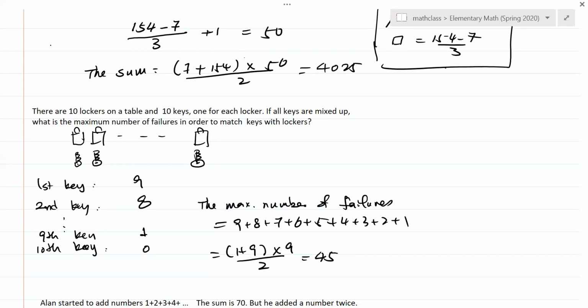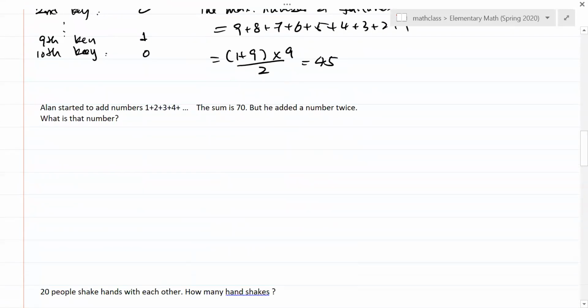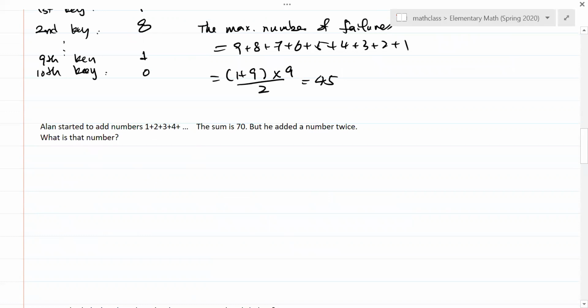All right, it's great. Okay, let's try the next one. Alan started to add the numbers, 1 plus 2 plus 3 plus 4, and so on, okay? The sum is 70, but he added a number twice. What is that number? So somewhere you made a mistake, okay? So do we understand the problem right now?